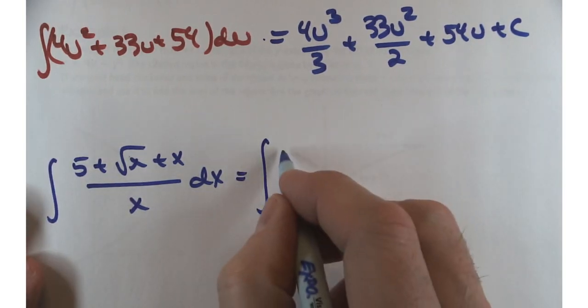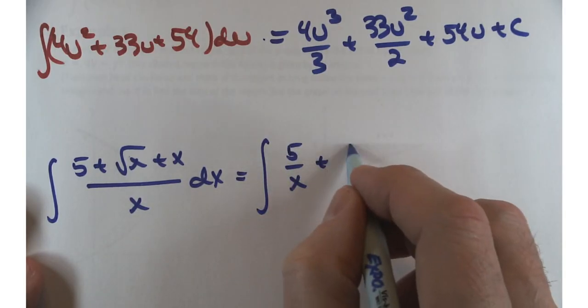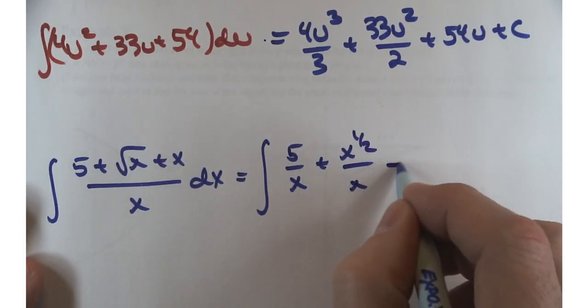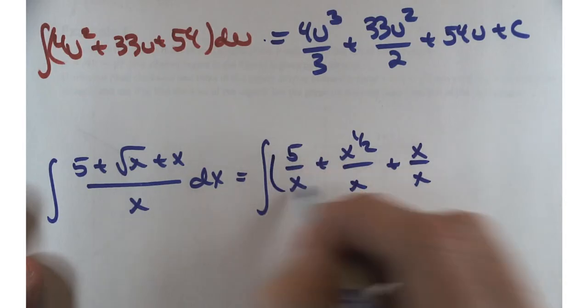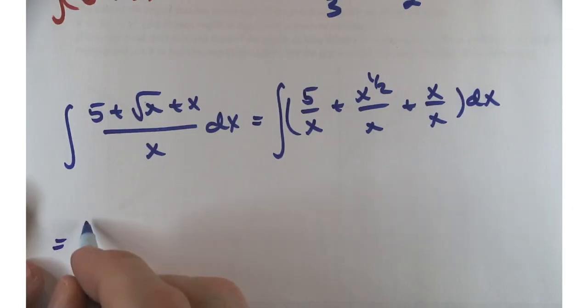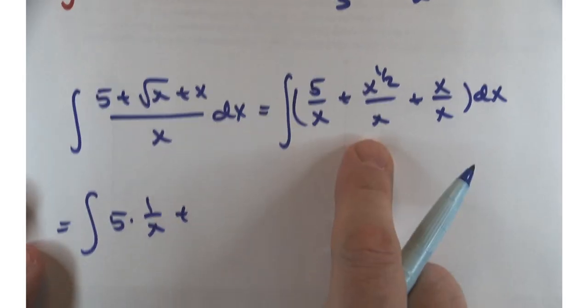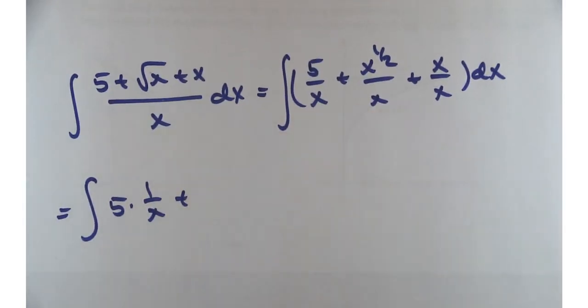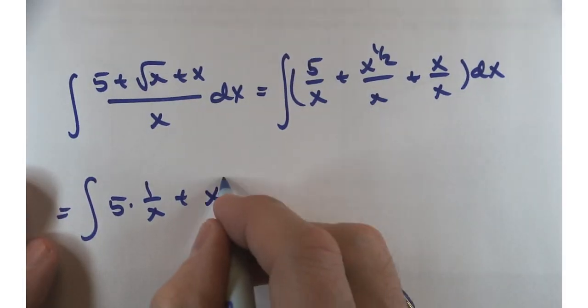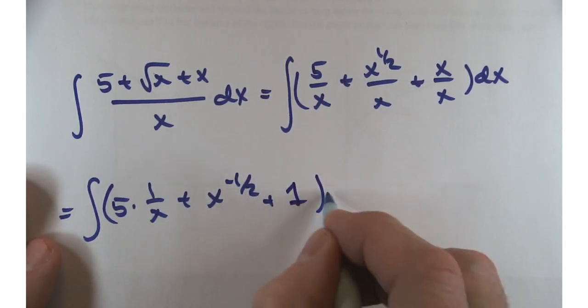All right, let's split it up as 5 over x plus x to the 1/2 over x plus x over x, all that dx. And let's see here. I'm just going to leave that first one as 5 times 1 over x. How about the second one? How could I rewrite that? Any suggestions? X to the negative 1/2. Remember, these things subtract. X to the negative 1/2. Keegan, let me give you an easy one. How about the last one? Is there a way I could rewrite that one? 1. Yeah, 1. Nice.